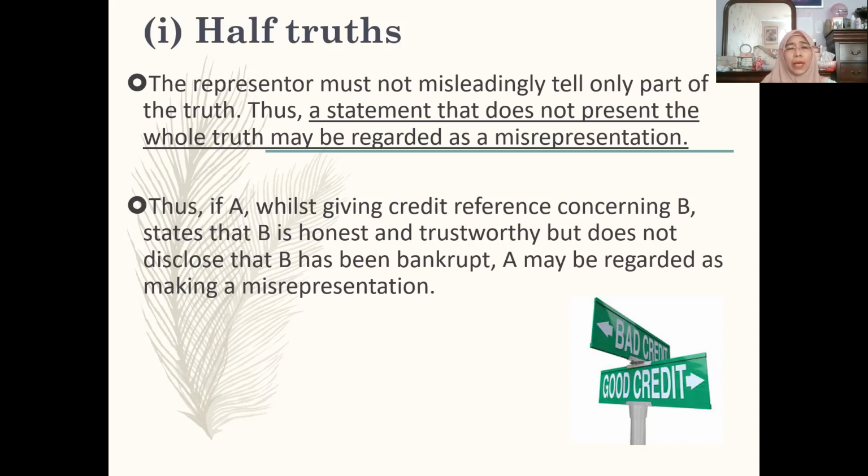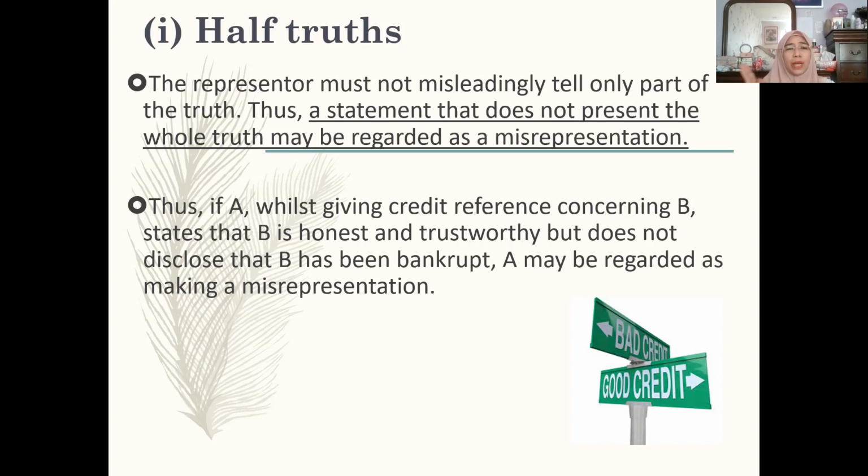Example between A and B here. If A is the finance company, for example, while giving credit reference concerning B, and A states that B is honest, I mean, B is trustworthy, but he does not disclose that B has been bankrupt. So he just disclosed half of the facts about B here, but he doesn't tell that B has been bankrupt. So in that particular situation, A may be regarded as making a misrepresentation.